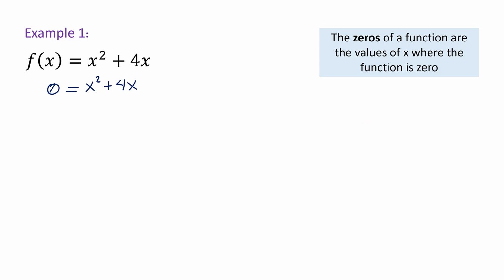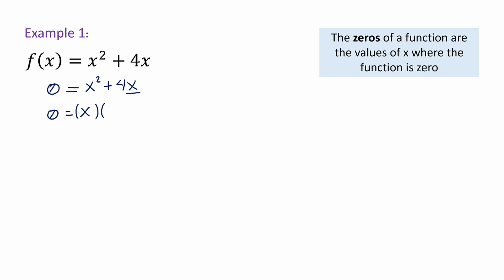So let's continue by factoring. I see that the common factor is x because there's an x in both of the terms, and we take the one with the lowest power. In this case, it is the first power. So 0 equals x. We factor it out.